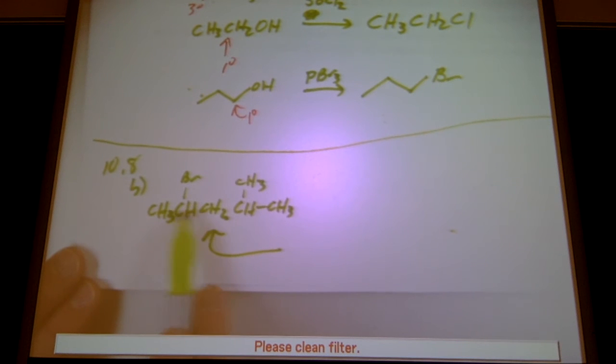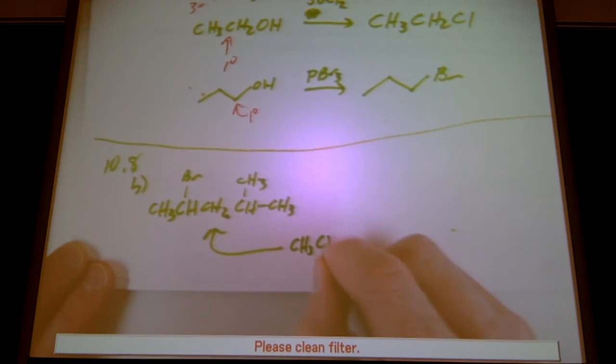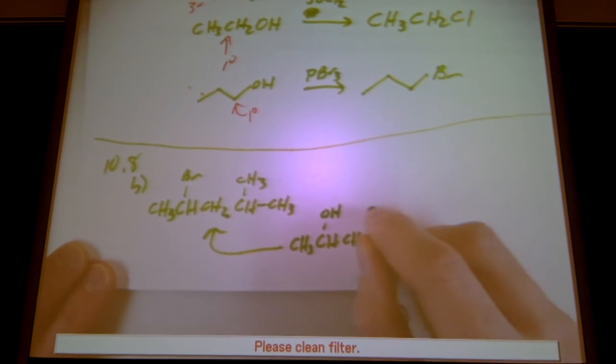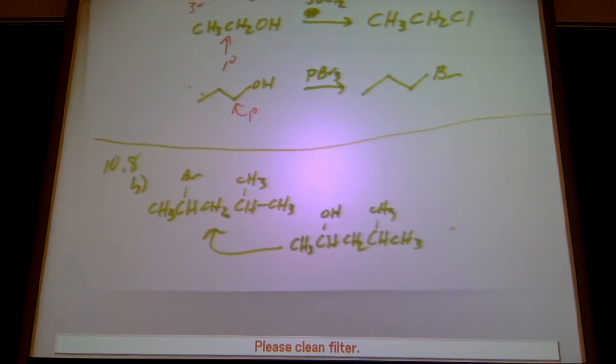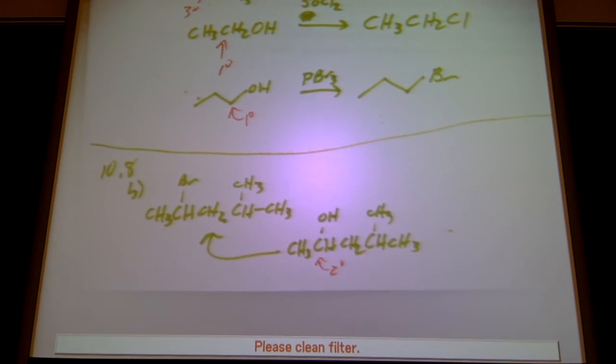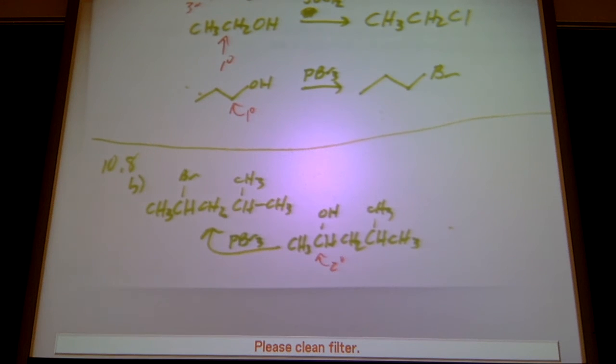Okay, so I look at this one. Where I have my bromine, I'll take the bromine off and put the OH there. Now look at the substitution. That's a secondary alcohol, so it's not tertiary. So PBr3 would work the best.